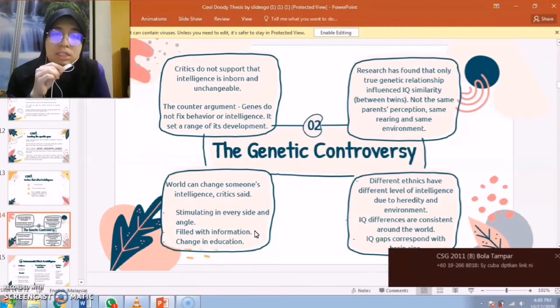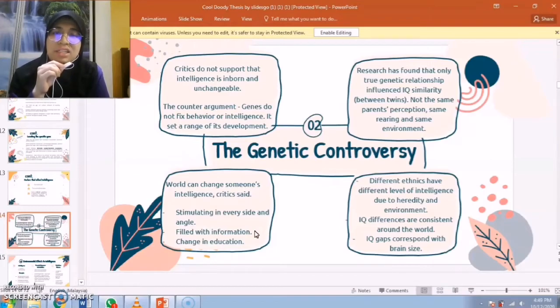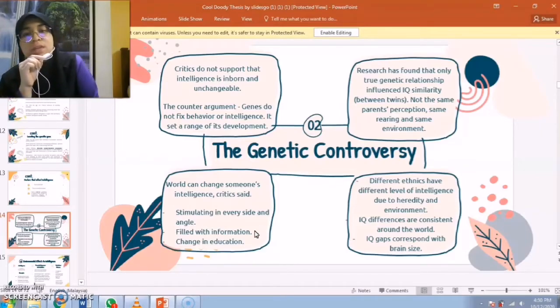The second one is the genetic controversy. Critics do not support that intelligence is inborn and unchangeable. The counter argument to these researchers who support genetic effects on intelligence is that genes do not fix behavior or intelligence. They set a range of its development. It is not that if our father has an IQ of 146, then the children will be 146. Not like that. It just sets a range of its development.